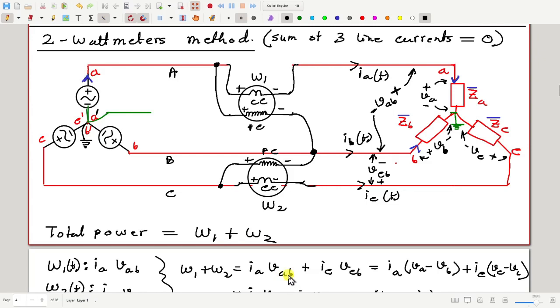Now tell me, will this method work for balanced loading? Yes, no? Will this method work for balanced load? What do you think?